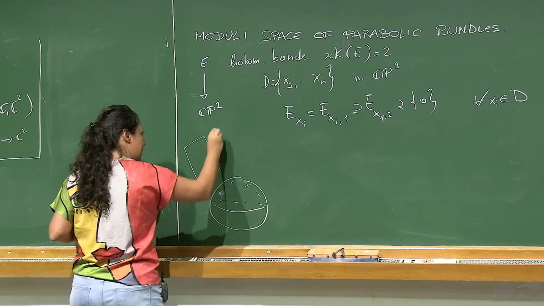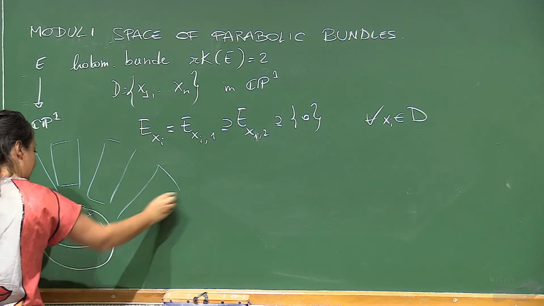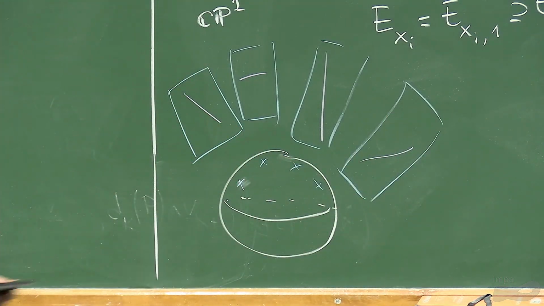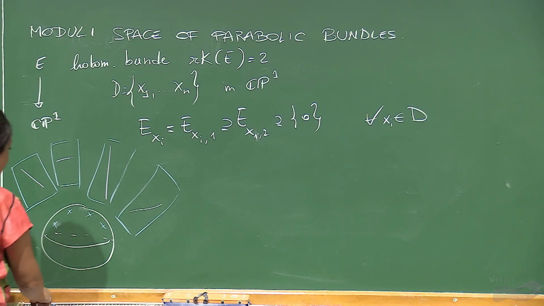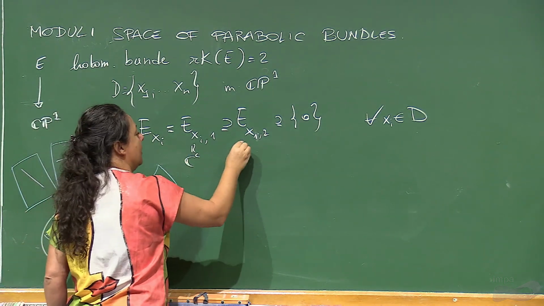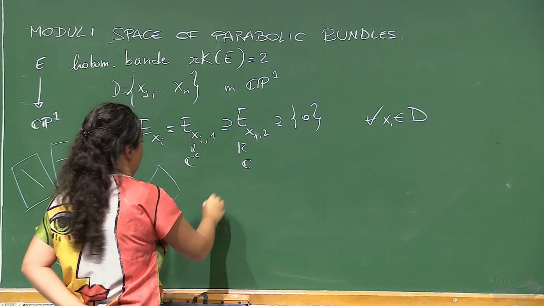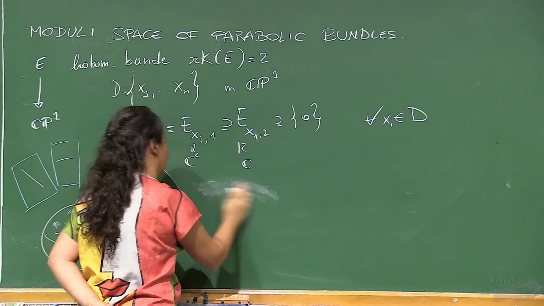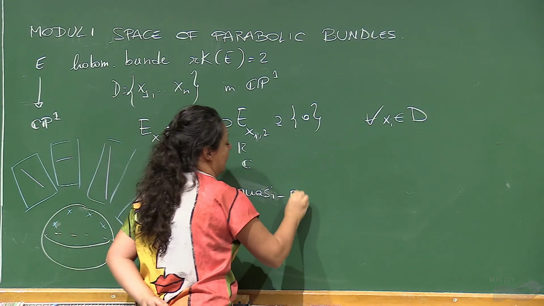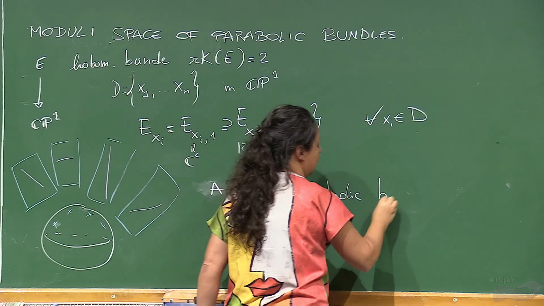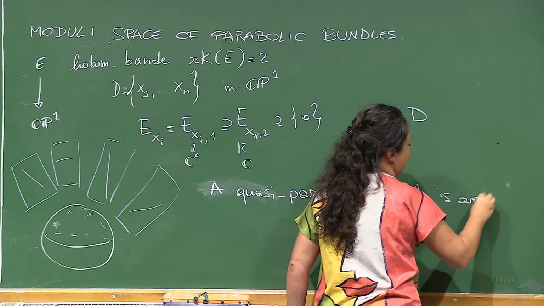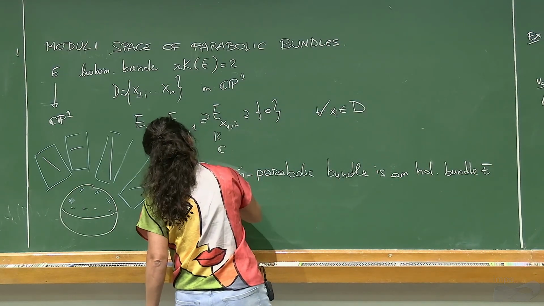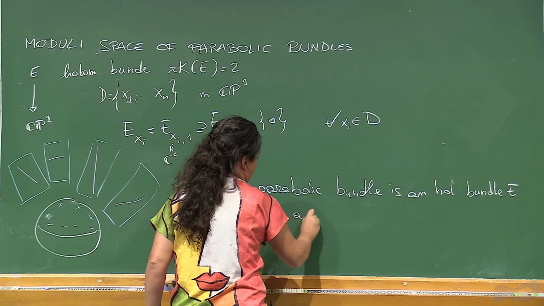Each of them comes with a fiber. And for this fiber, what I do is I choose a one-dimensional subspace in it. Okay, it's a copy of C inside C2. So this is C2, this is C, and such a choice is what is called a quasi-parabolic bundle: a holomorphic bundle with a choice of a full flag as above, with a choice as in star.